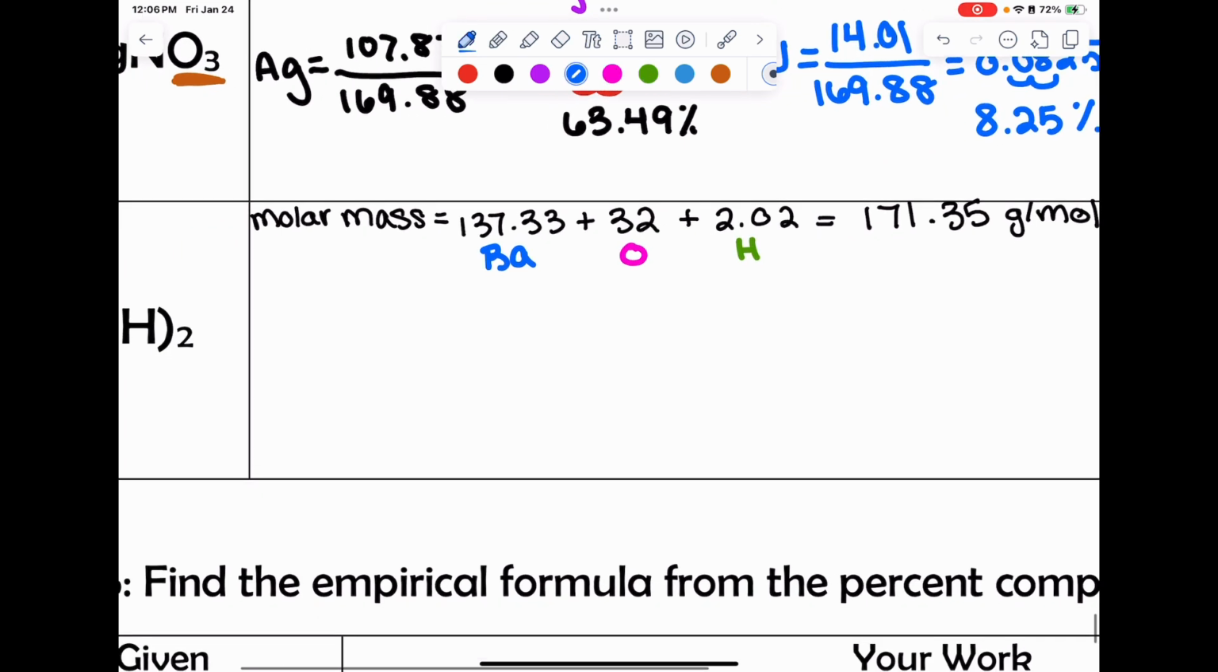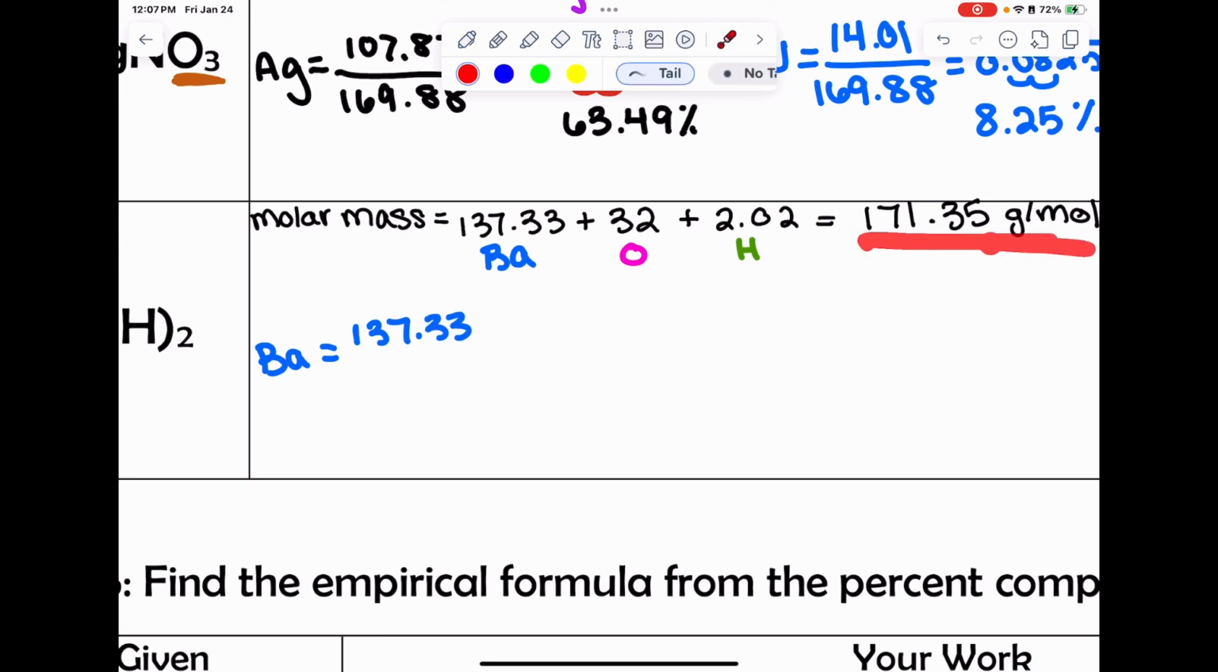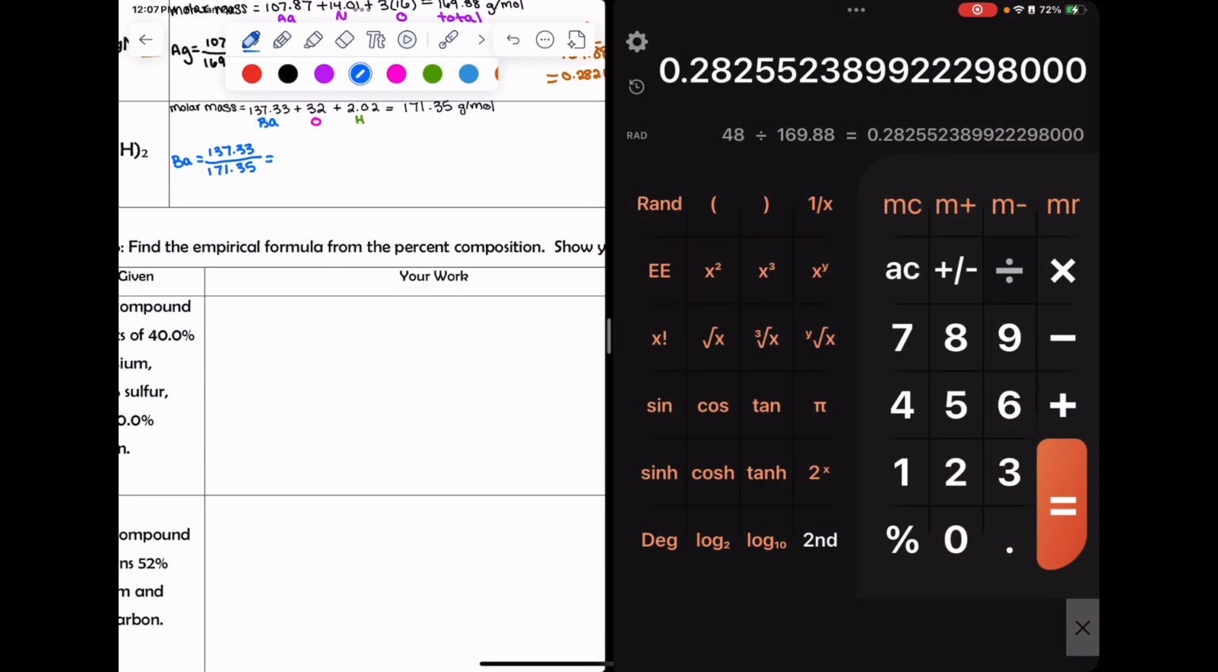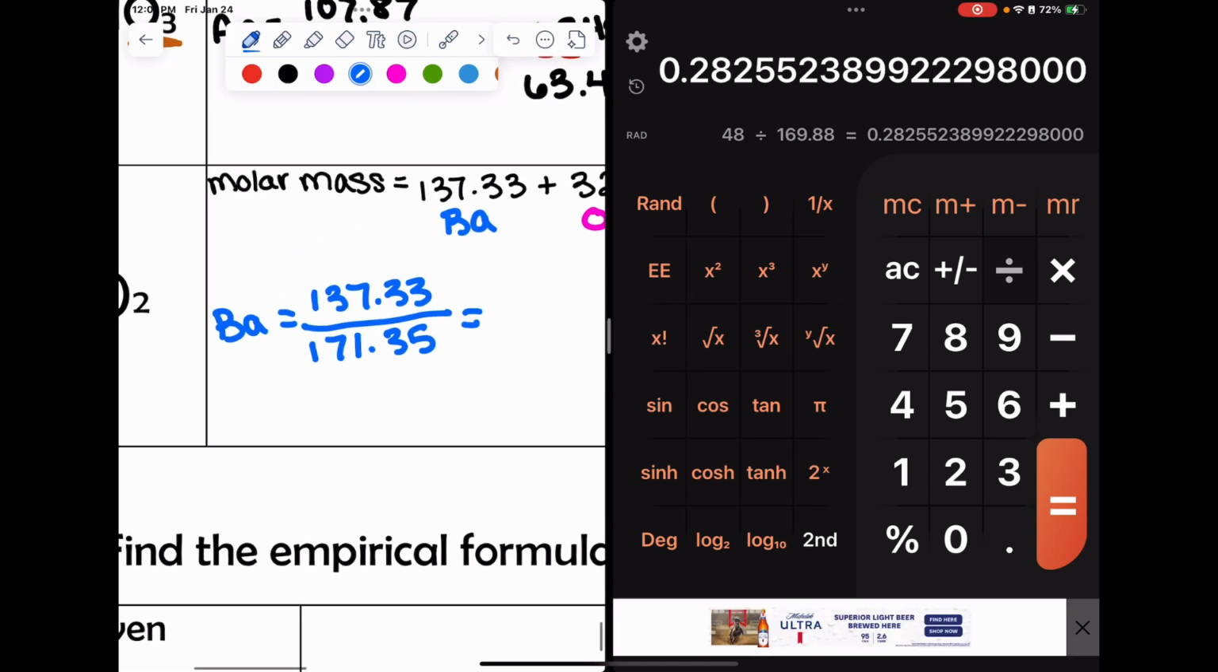Starting off with Ba, barium. The part, 137.33, divided by the total. The total was our total molar mass of 171.35. Divide it. Pull up your calculator.